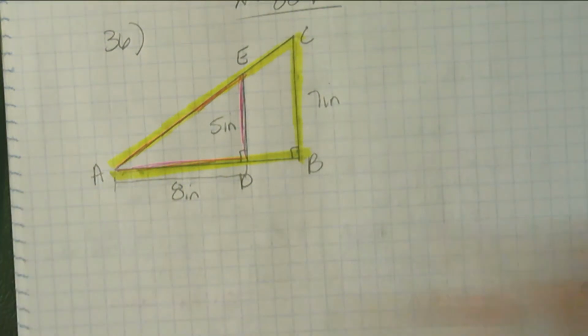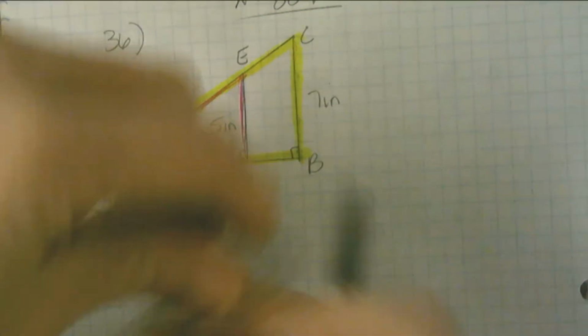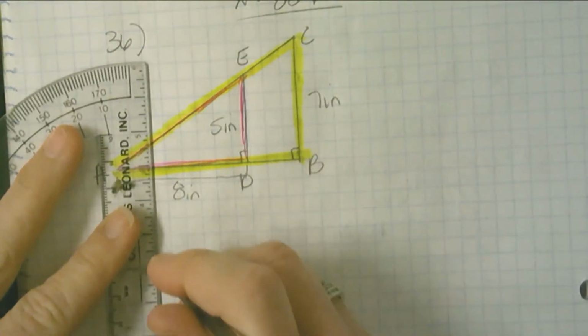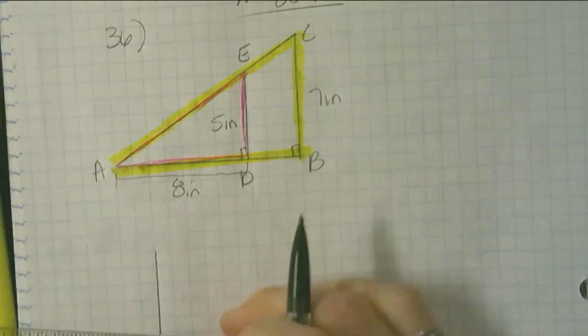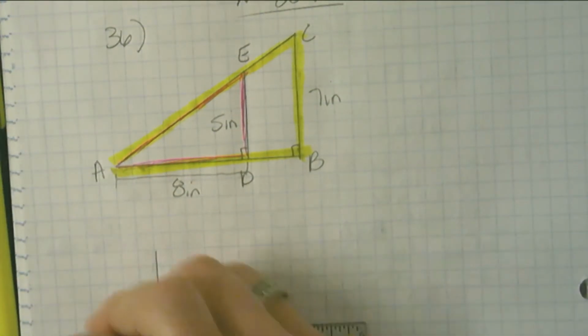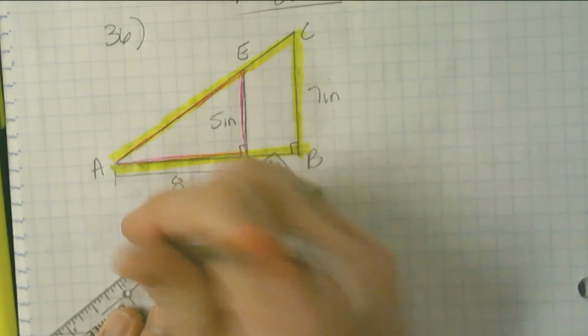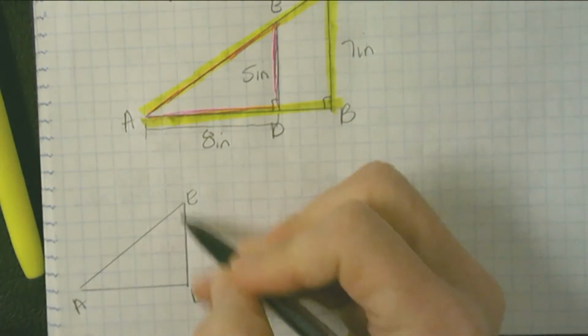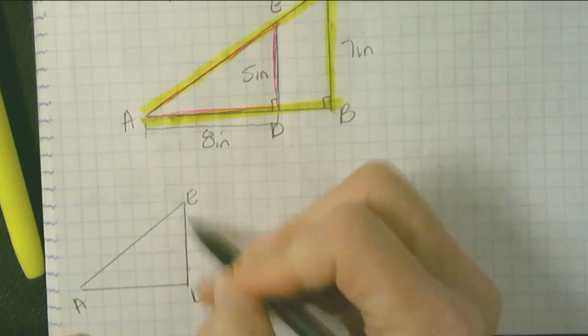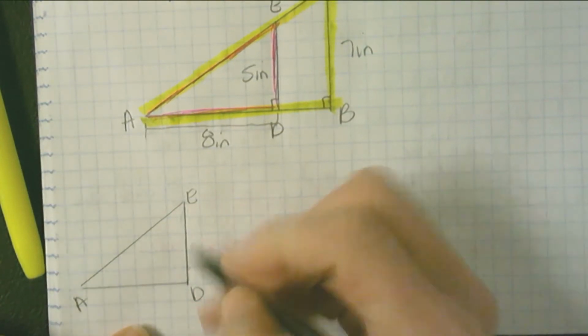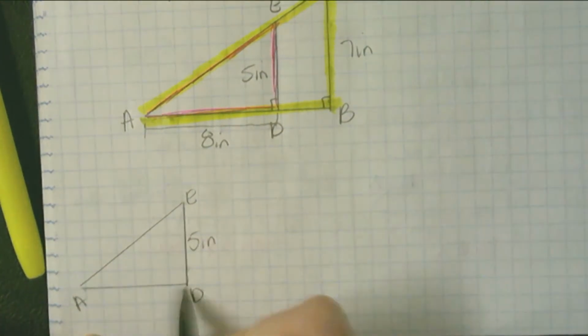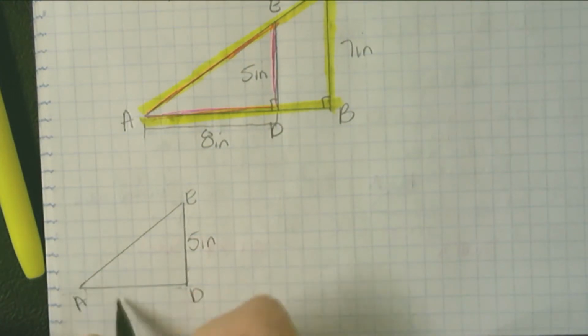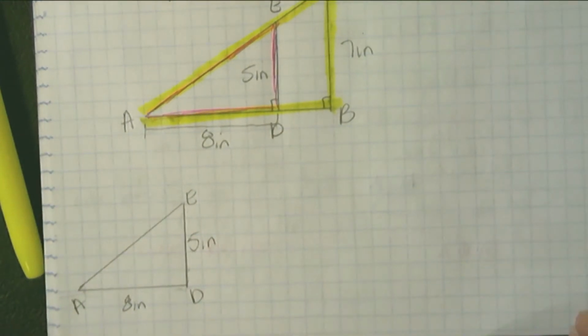Okay. So if I was to draw these separately, I'm just going to draw them next to each other. They might be a little bit smaller than they appear originally. So let's say this is our small triangle. This is AED. What is this measurement right here? What is this measurement, Christian? That's 5 inches. What is this measurement right here, Christian? This is 8 inches. You guys cool with that?